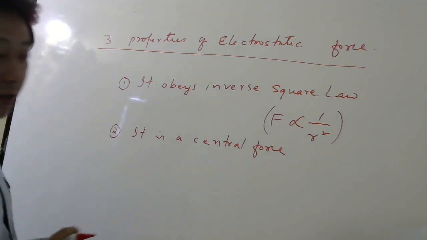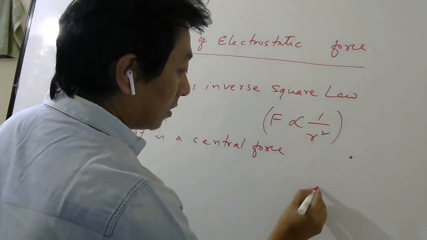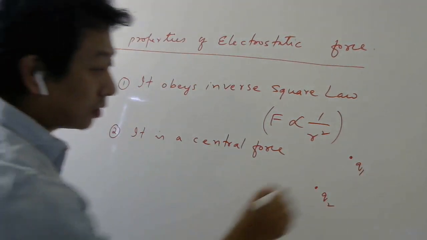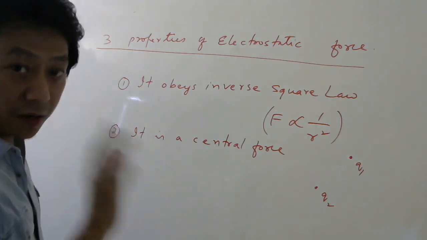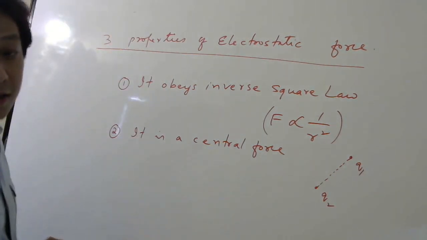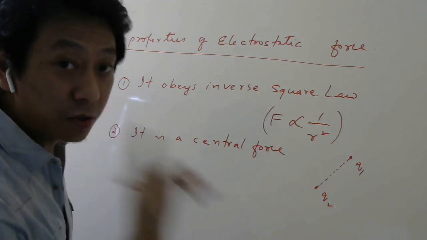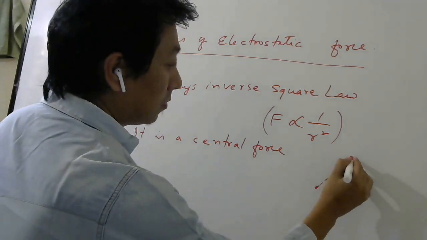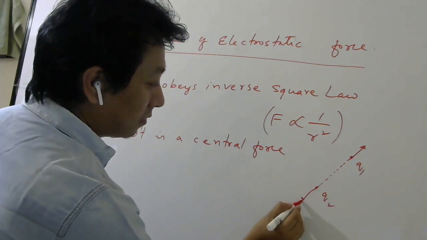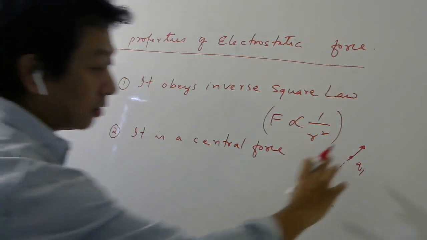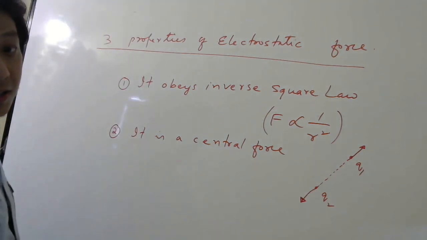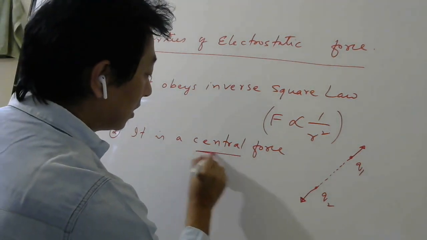By central force, I have already discussed with you in one of the videos. If there are two charges Q1 Q2, the force between them, whether attractive or repulsive, will be always along the line joining the charges. So force on this will be repulsive if both are positive, and force on this will be repulsive if both are positive. Or it will be attractive like this, but it will be always along the line joining the charges. So in that case we call such forces central force.